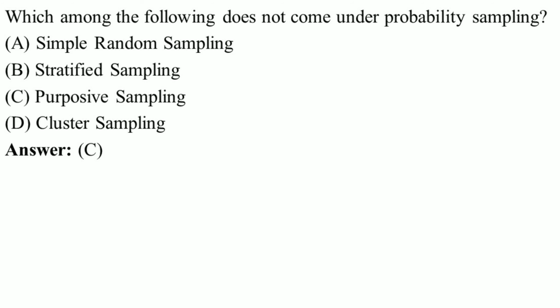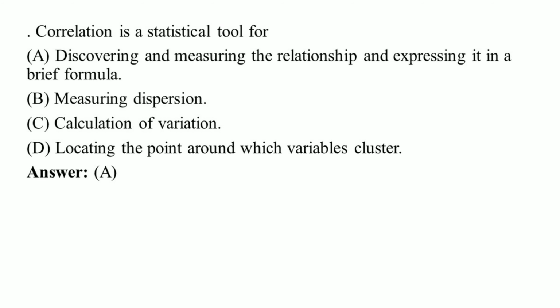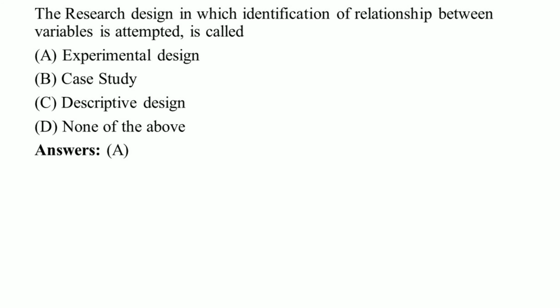Which among the following does not come under probability sampling? Right answer is option C, purposive sampling. Next one, correlation is a statistical tool for, right answer option A, discovering and measuring the relationship and expressing it in a brief formula. The research design in which identification of relationship between variables is attempted is called, right answer option A, experimental design.